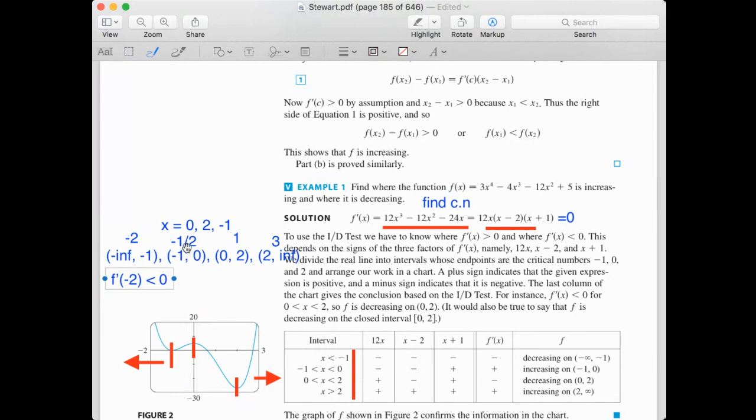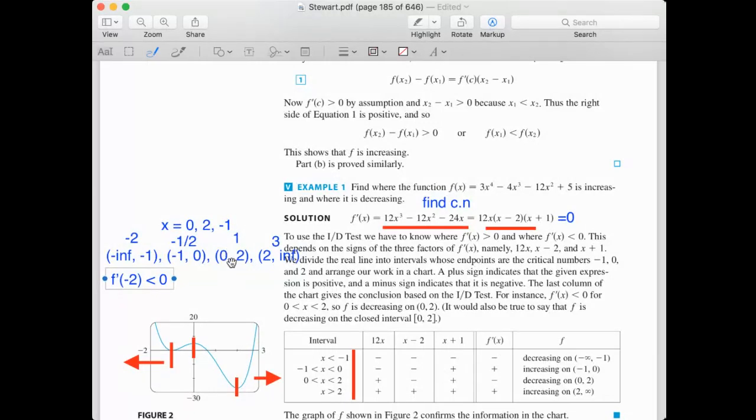Similarly, we choose -½ in the second interval from -1 to 0. Well, -½ times 12 is negative. -½ minus 2 is negative. -½ plus 1 is positive. Negative times negative is positive, times positive is positive. So the derivative now is positive. If it's positive, the function increases in the interval. If it's negative, it decreases in the interval.